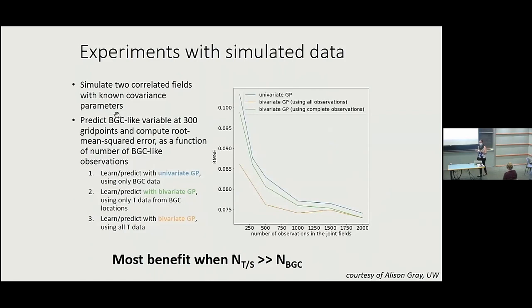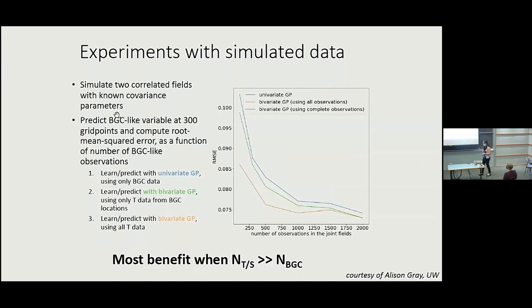So this setup was just to simulate two correlated fields. So we knew the truth. We didn't do this in a model. We just made up data. We knew the truth. So the correlation between fields and the covariance parameters. So length scales in space and time, variance.